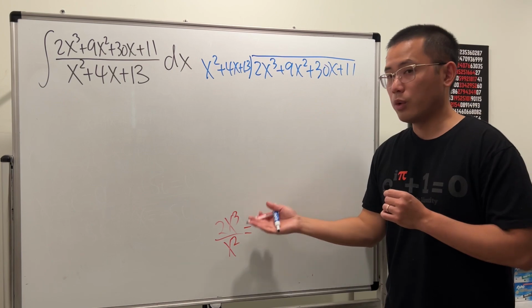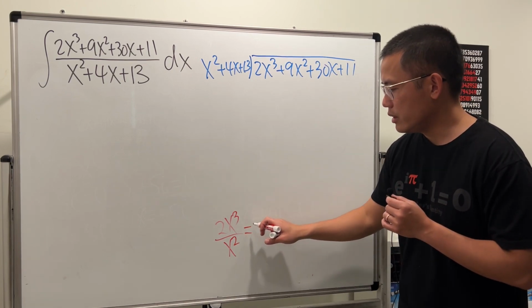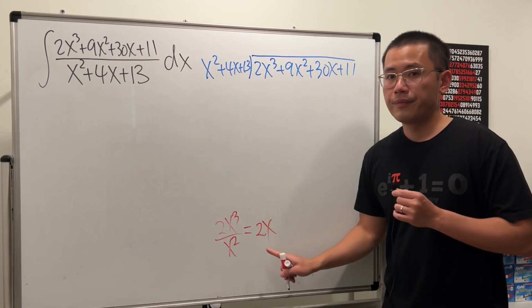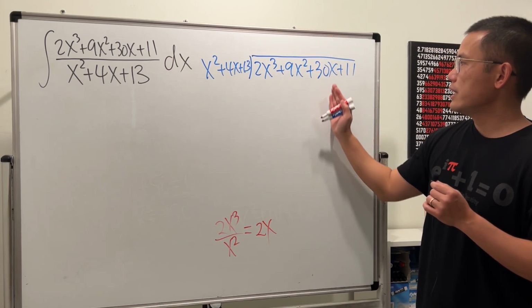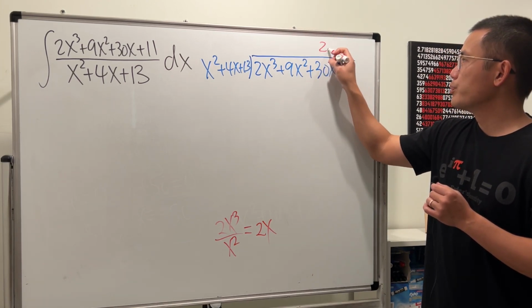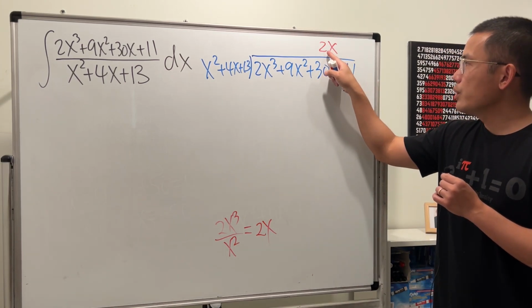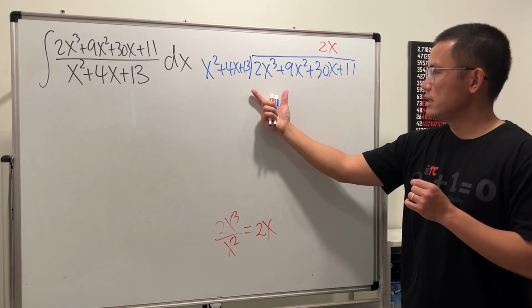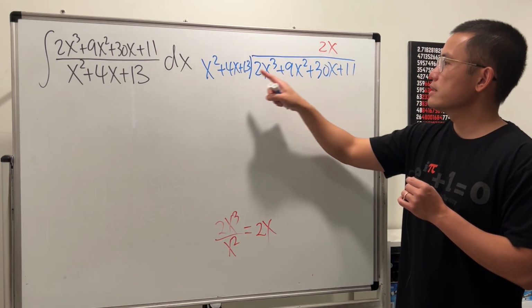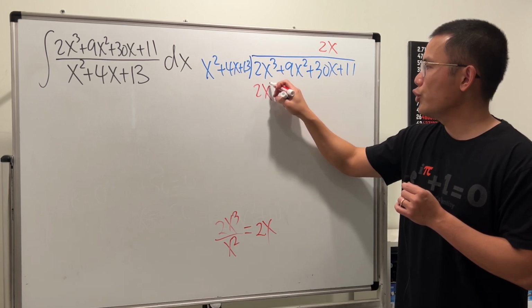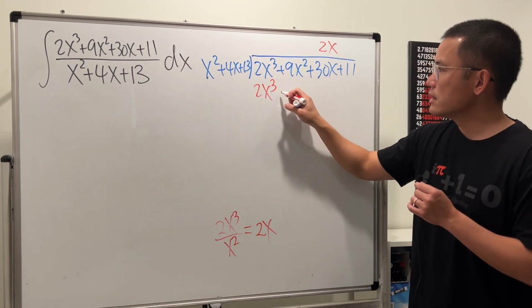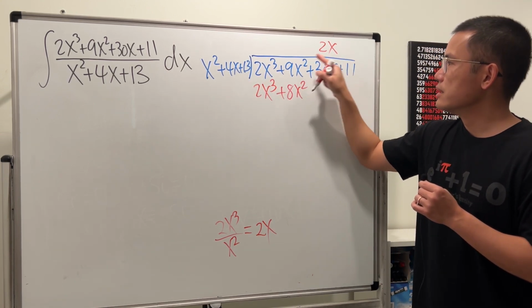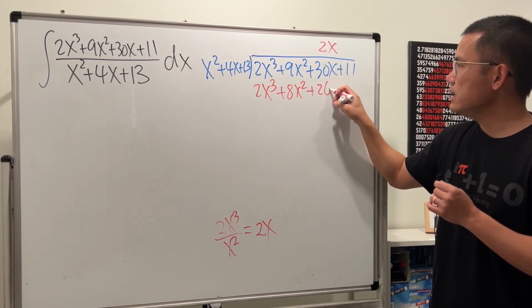This is how you can figure out what we need. Reduce that, we need 2x. Then we're just going to line out the x term, which is right here. I'm going to put down 2x. And we will take 2x times everything and then line them up right here. 2x times x squared is 2x cubed. 2x times 4x is plus 8x squared. This times this is plus 26x.